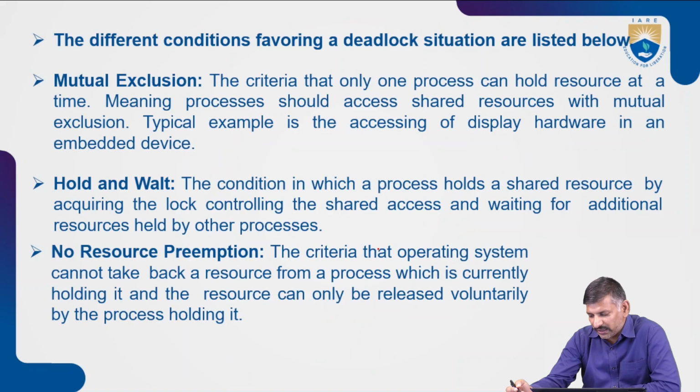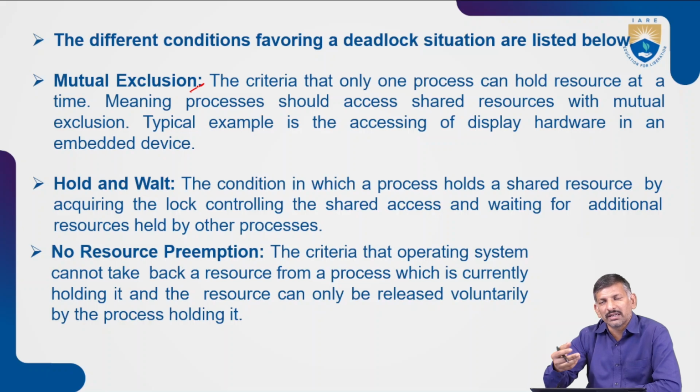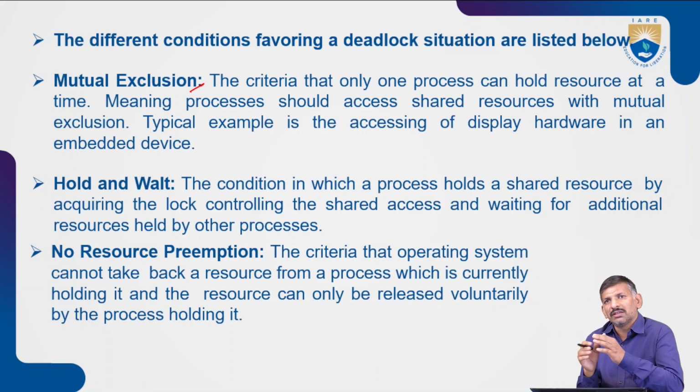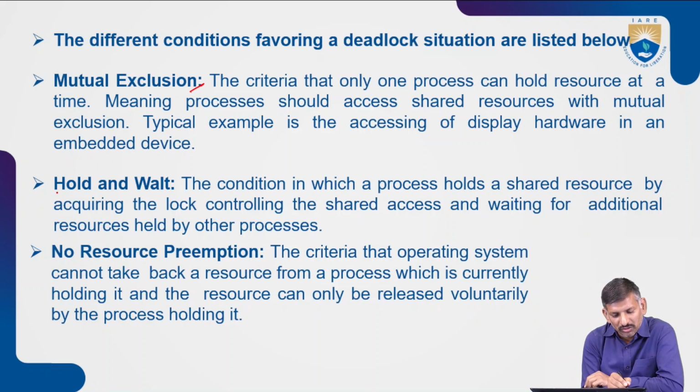The different conditions favoring the deadlock situation are listed below. One is mutual exclusion. If any one process releases the resource, another process completes its operation and releases the desired resource to the other process. Next one, hold and wait.